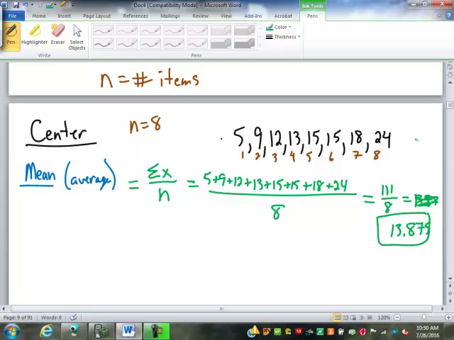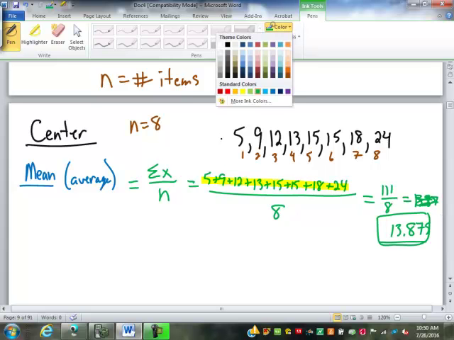One thing I'll warn you about on your calculator as you're adding these up: once you're done adding, hit equals and then hit divided by 8. Otherwise, it's just going to divide the last number by 8 and add it to the others. So 13.875 is my mean? Okay, good.